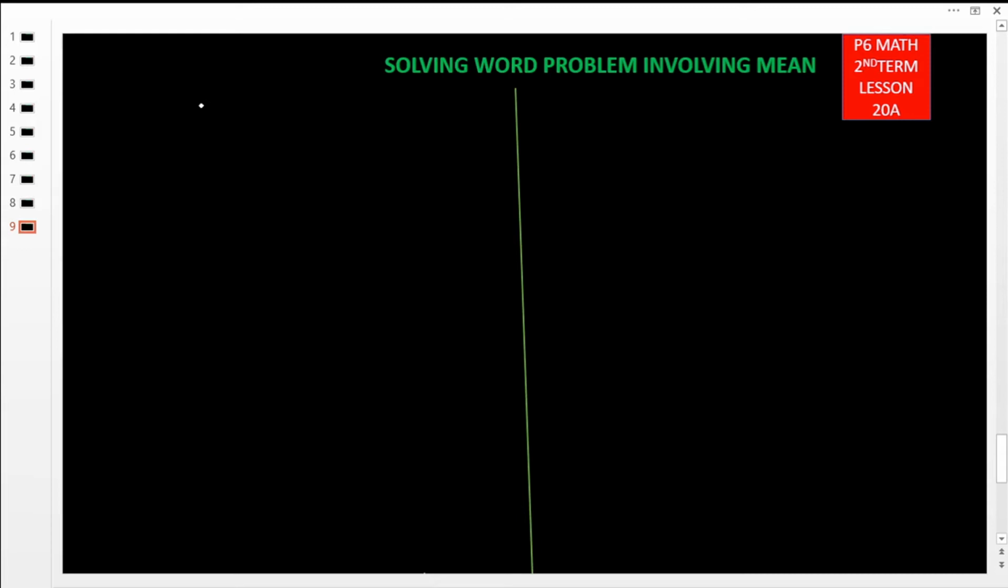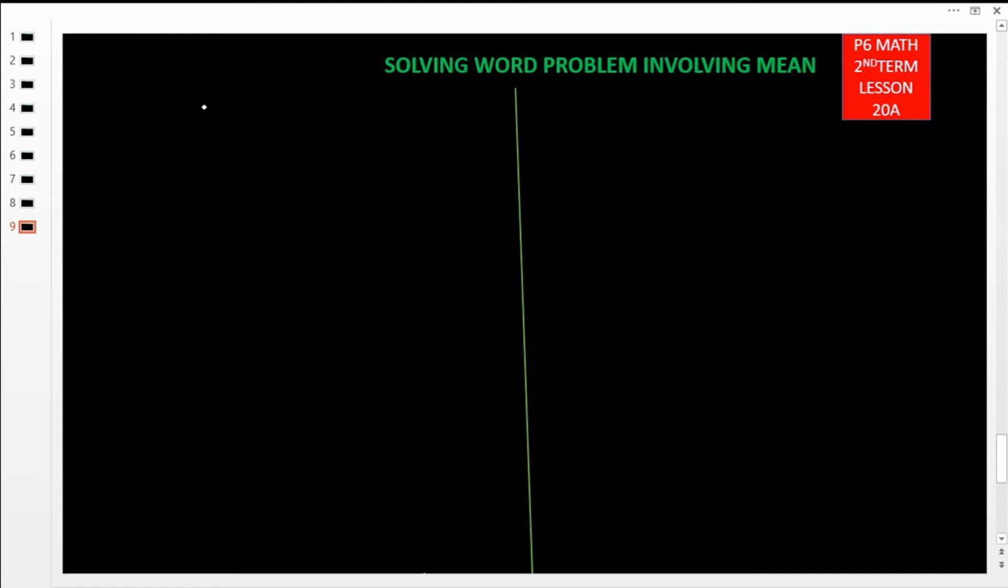Let us get started with our mathematics lesson 20. I congratulate you upon moving with us up to the 20th lesson. This is Math A and your teacher is Hakim. We are going to look at solving word problems involving mean.